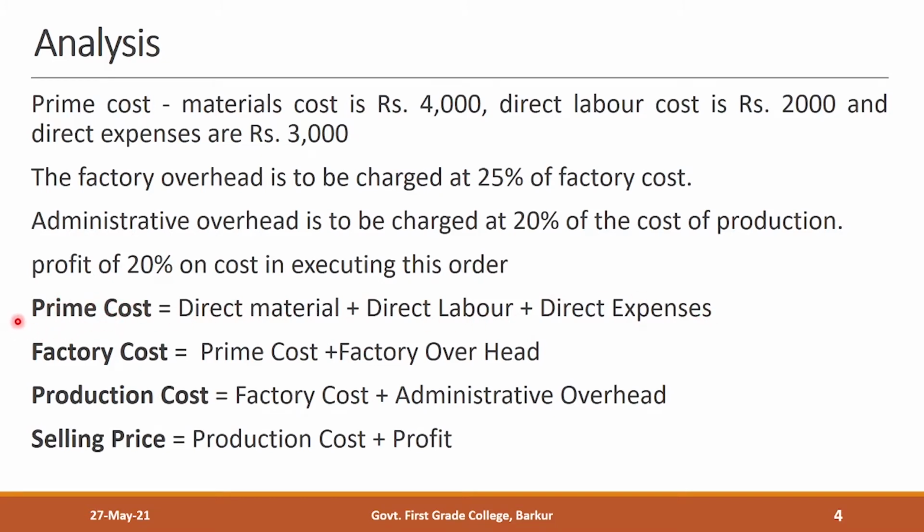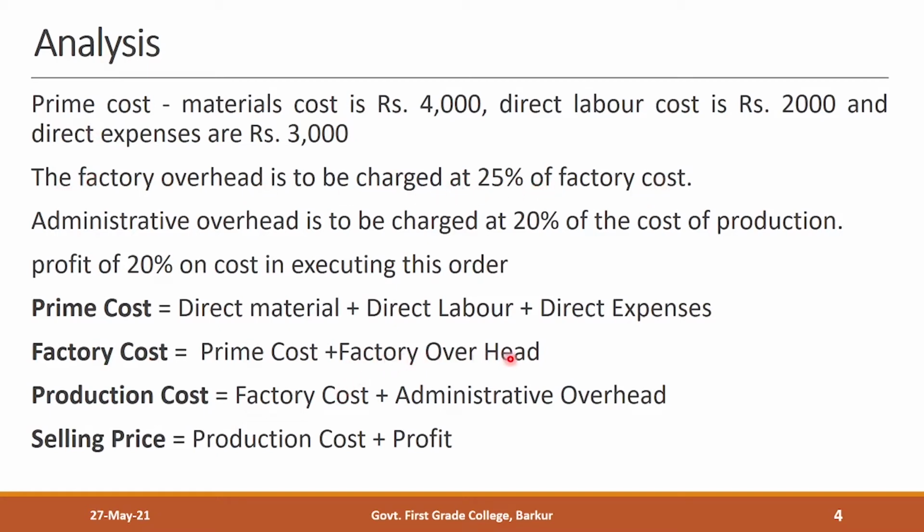We have absolutely no problem in arriving at prime cost. Why? Because we have been given the material cost, the direct labor, and also the direct expenses. So we can easily arrive at the prime cost. Then what is the problem? Arriving at the factory cost, because they have told that factory overhead is to be charged at 25% of factory cost.